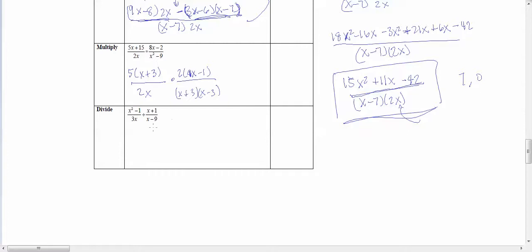Canceling out as much as I can, I cancel this 2 with that 2. And I can cancel out this x plus 3 with that x plus 3. That's my favorite part. So what I'm left with is 5 times 4x minus 1. That's what's in the numerator, divided by x times x minus 3. That's what's in the denominator. So this is your answer.